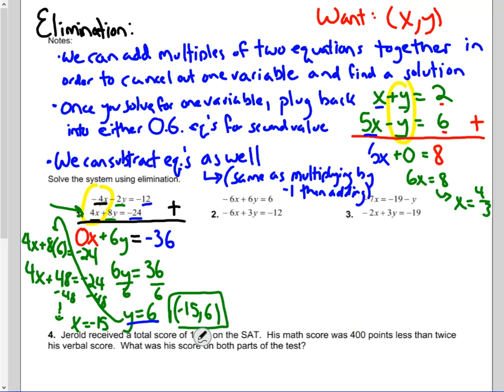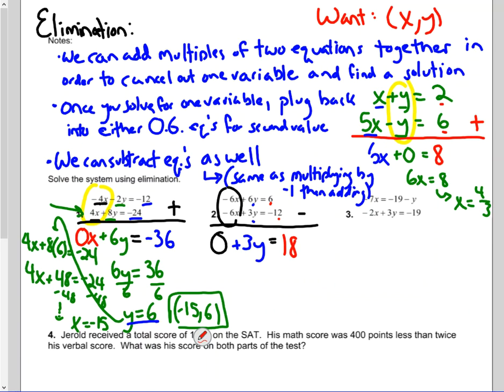So let's subtract these two equations. So if we have negative 6x minus a negative 6x, that's really negative 6x plus 6x, which will give us 0 with these two terms. Okay. 6y minus 3y will give us positive 3y. Carry down that equal sign. 6 minus a negative 12. Now be careful here. We're subtracting a negative, so this is really 6 plus 12, which should get us 18.